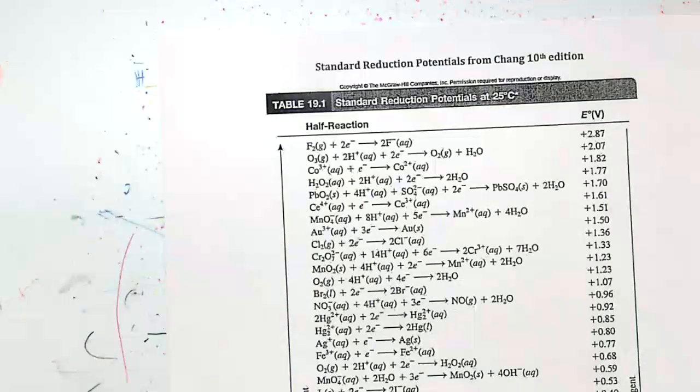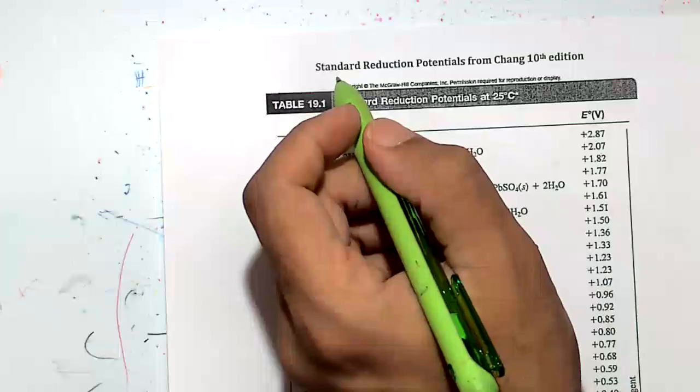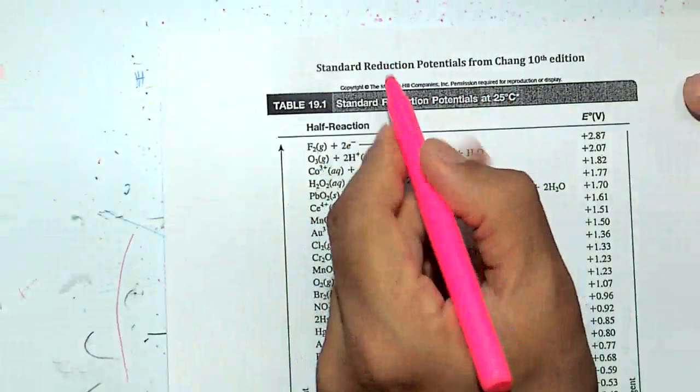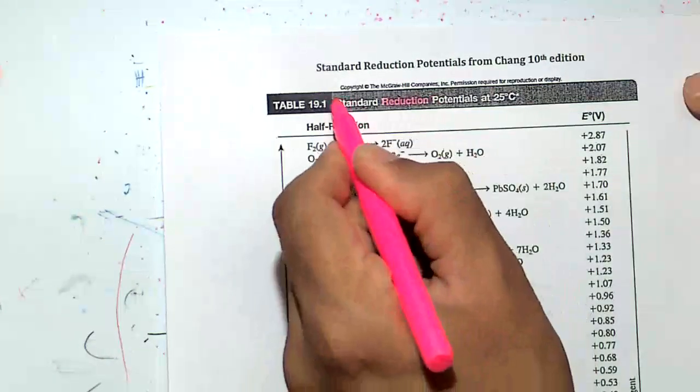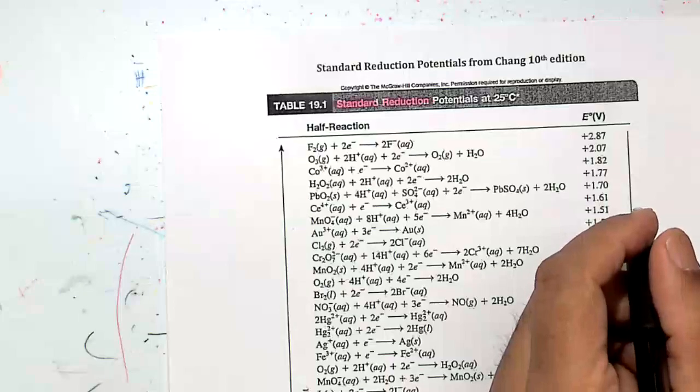All right, bring this to the exam and let me explain this to you. How do we read this? First and foremost, these are reduction reactions. You see the word here, reduction. I also see the word here, standard. So standard reduction potential. All of these reactions are reduction reactions.